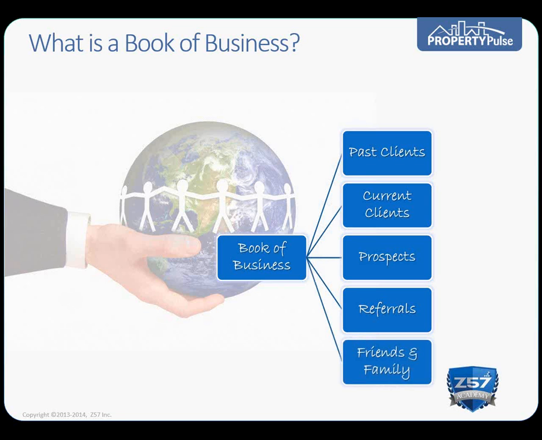So your entire sphere of influence is your book of business. Market to everyone that you know. They're all potential buyers and sellers. And that type of mindset separates the top producers from the rest of the pack.